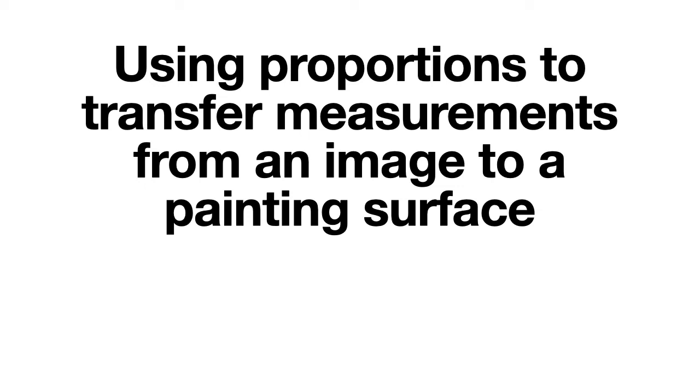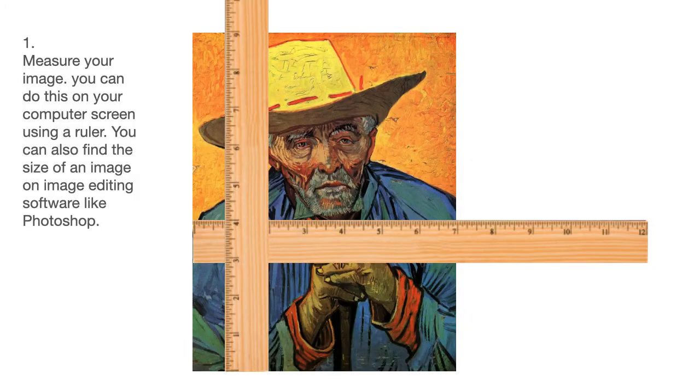This is a quick explanation about using proportions to transfer measurements from an image to a painting surface. The first thing to do is to measure your reference image. In this case, you can simply take a ruler and measure the image on your computer screen.